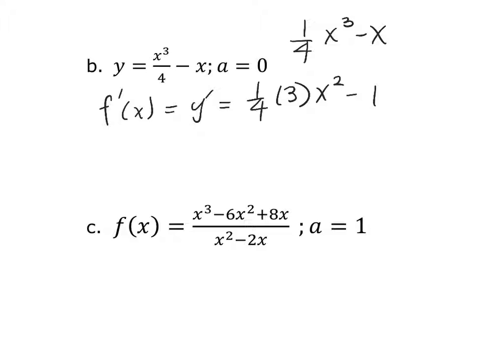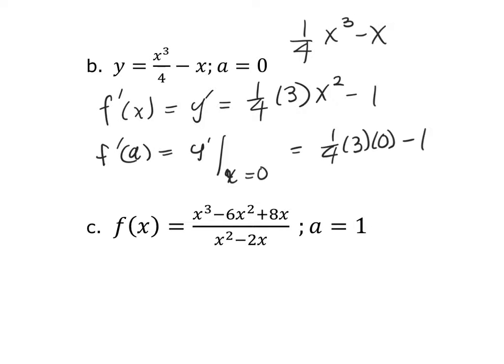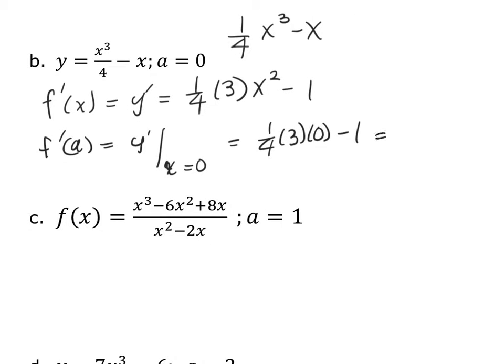I haven't found the slope as a numeric value. To find the slope as a numeric value, I'm going to put in my a. So f prime of a, which in this case, I'm going to evaluate y prime when x is equal to 0. So this is equal to 1/4 times 3 times 0 minus 1. This gives me my slope of -1.